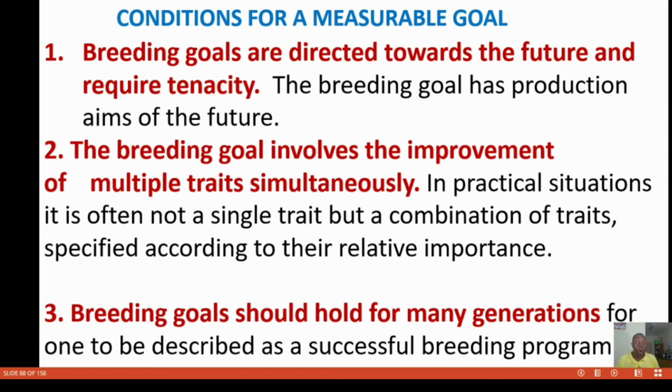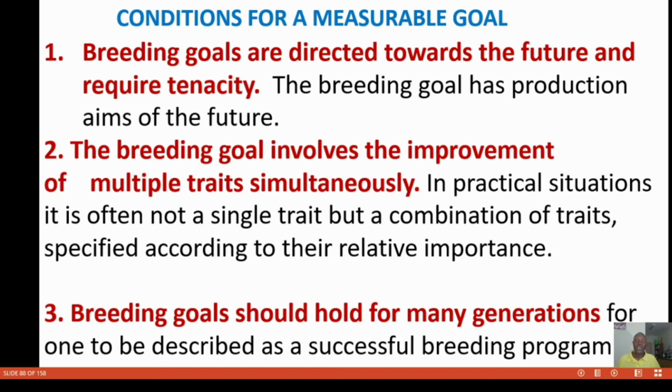The breeding goal also involves the improvement of multiple traits simultaneously, meaning, like we said, a plant breeder does not really play the game alone. A plant breeder has an aim to go there and score the first goal, a trait. The core player can be considered as playing another trait in there. And therefore, it involves multiple traits simultaneously.